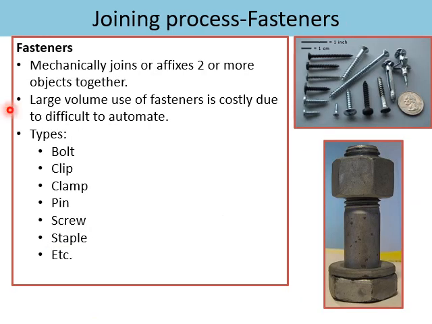Here is some example for the fastener. So fastener literally mechanically joins or affixes two or more objects together. So it should be using mechanical force to join materials together. Large volume of fasteners is costly due to difficulty to automate. So if you have a lot of fasteners, probably it costs a lot because you have to invest more on the screws, on the bolts and nuts, and so on. So the types of fastener include bolt, tip, clamp, pin, screw, staple, and so on.